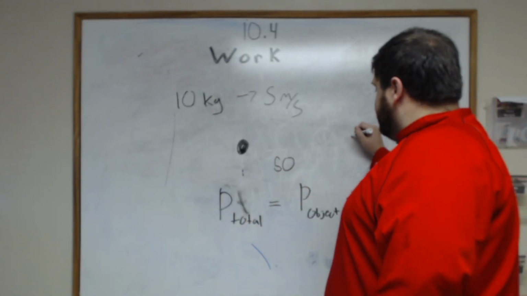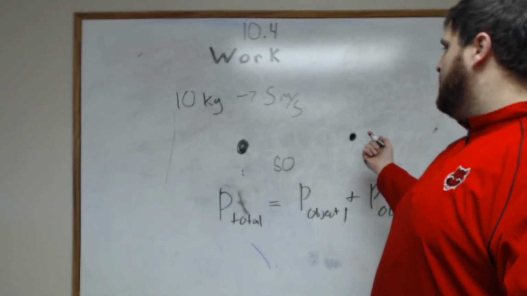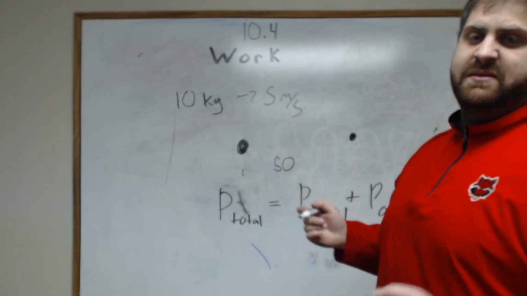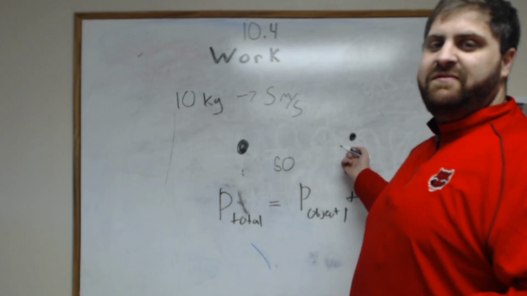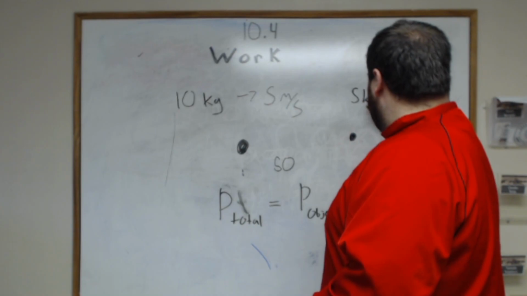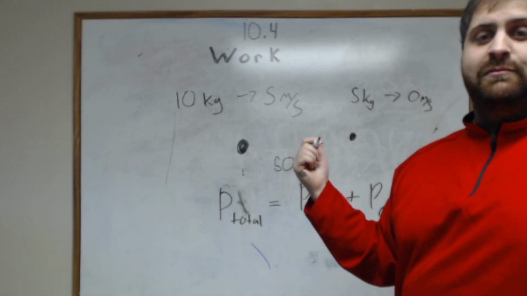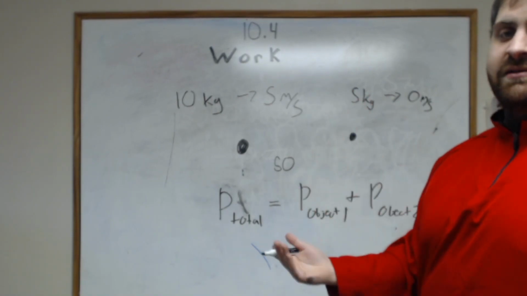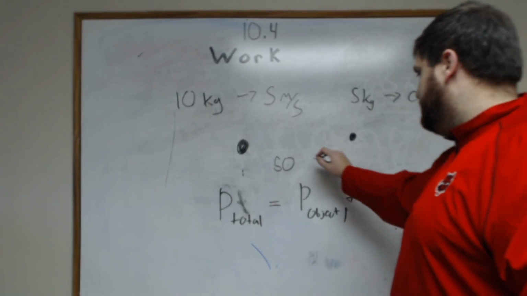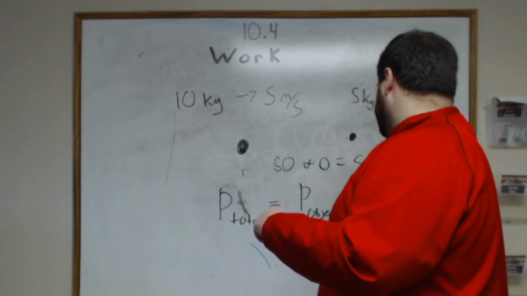Now he hits another marble, and that marble is not moving. Let's say it weighs 5 kilograms. It's a smaller marble, obviously. 5 kilogram marble that is moving at 0 meters per second. It's not moving at all, right? So 5 times 0, that's 0. So this object has no momentum. Okay, so add those together. 50 plus 0, our total momentum is 50.